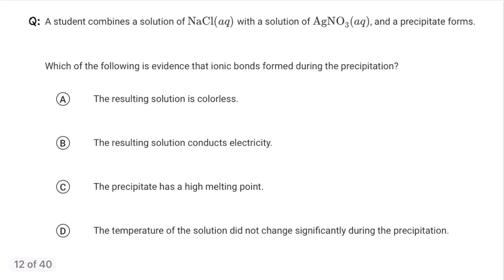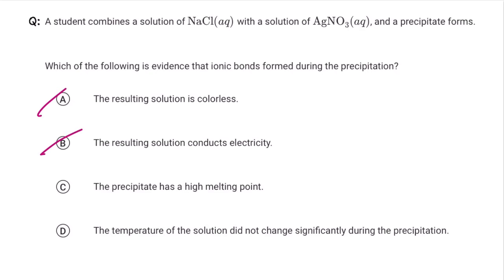A student combines a solution of sodium chloride in aqueous with a solution of silver nitrate in aqueous, and a precipitate forms. Which of the following is evidence that ionic bonds form during the precipitation? A, the resulting solution is colorless. Well, it doesn't show any evidence for the chemical change. B, the resulting solution conducts electricity. Well, the reactant solution also conducts electricity, so B is not.